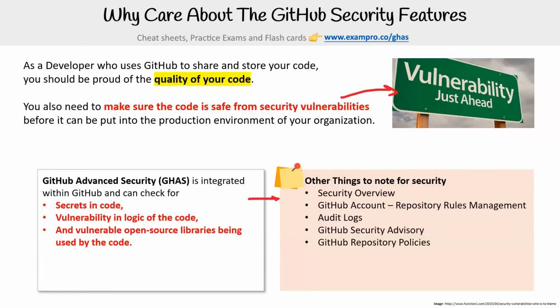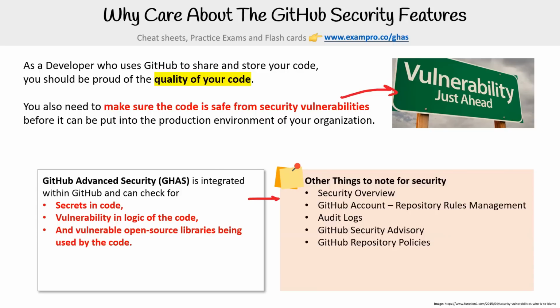GHAS, or GitHub Advanced Security. Before you dive into this, you probably want to understand why GitHub security features are important. As a developer, or as someone who writes, shares, and perhaps even develops code, you would want to be proud of the quality of the code you create. Usually, the quality of the code deteriorates either by not using the right kind of syntax or by creating code that is unsafe, which contains a lot of security vulnerabilities that can potentially harm the production environment that your organization is working on.